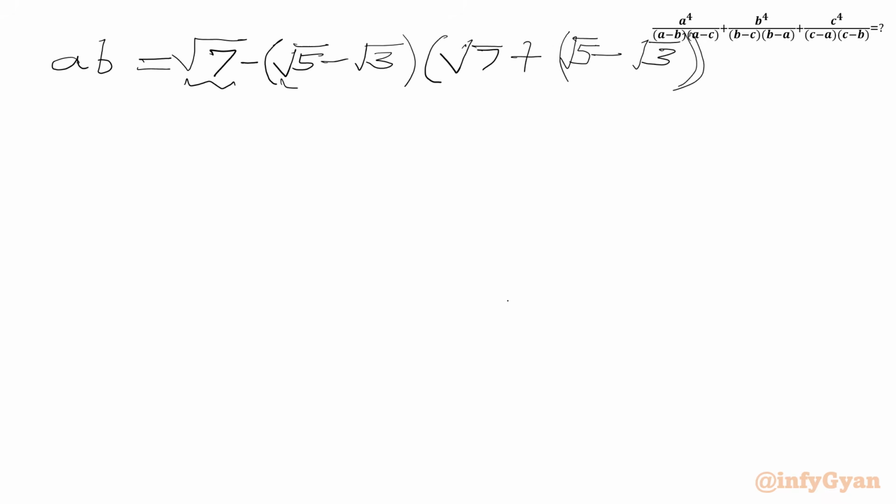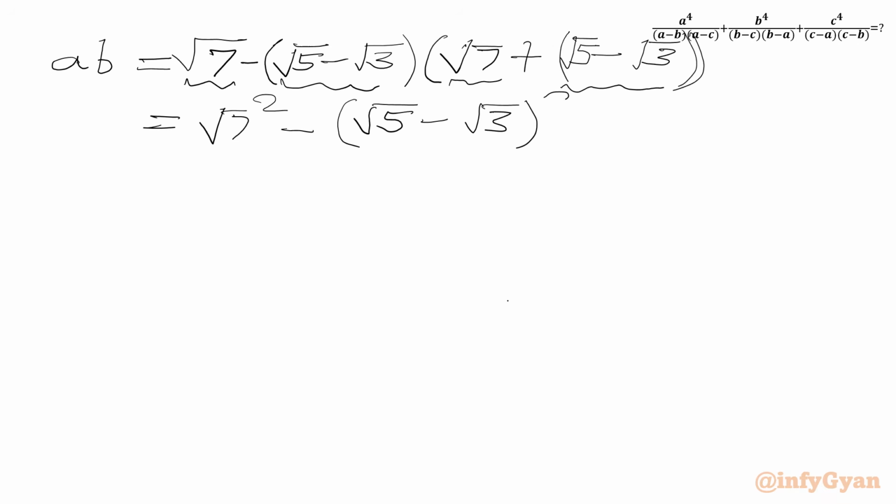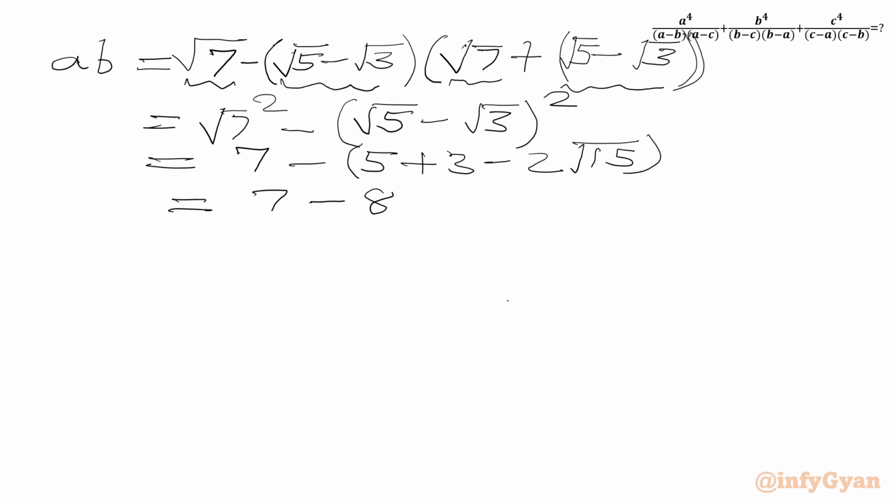Here we have A minus B. Here we have A plus B. So we can write here square root 7 whole square minus (square root 5 minus square root 3) whole square. So square root 7 whole square is 7, minus (square root 5 minus square root 3) whole square. We will write 5 plus 3 minus 2 square root 15. So we can write here 7 minus 8 plus 2 square root 15, which will be equal to minus 1 plus 2 square root 15.